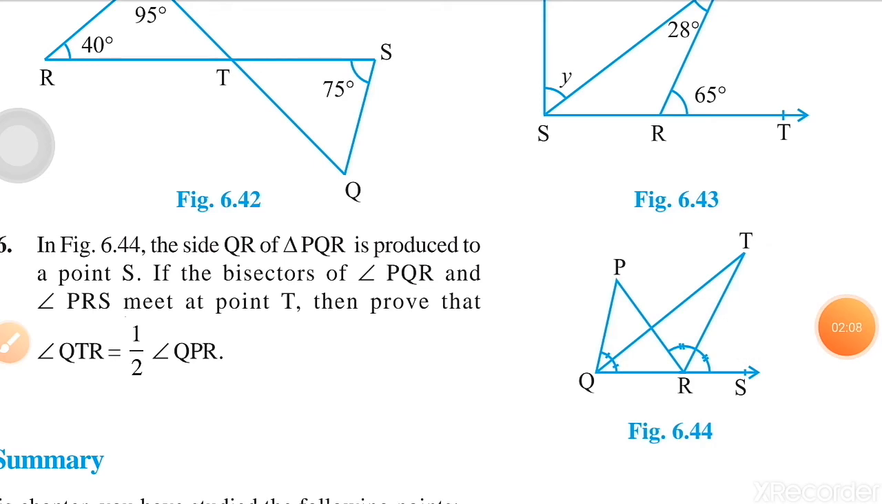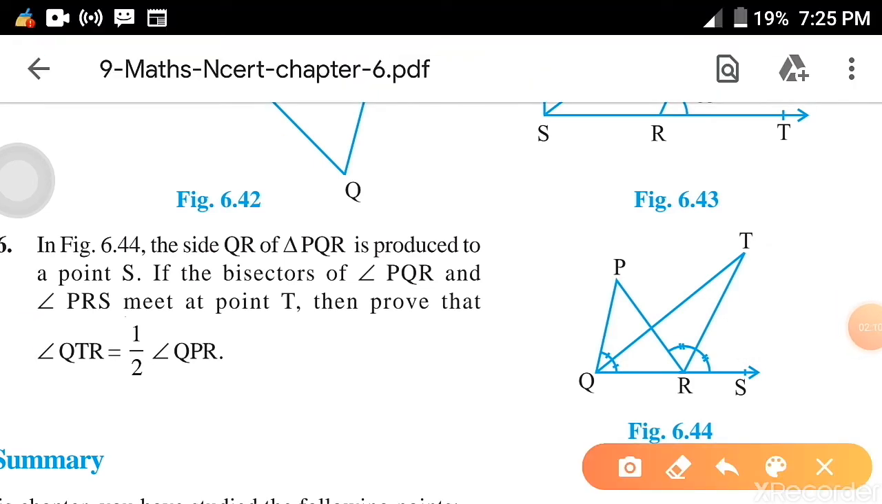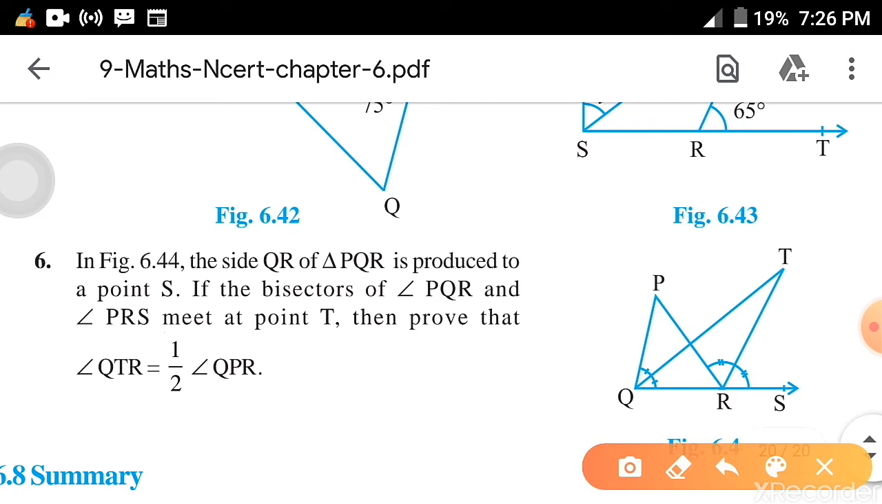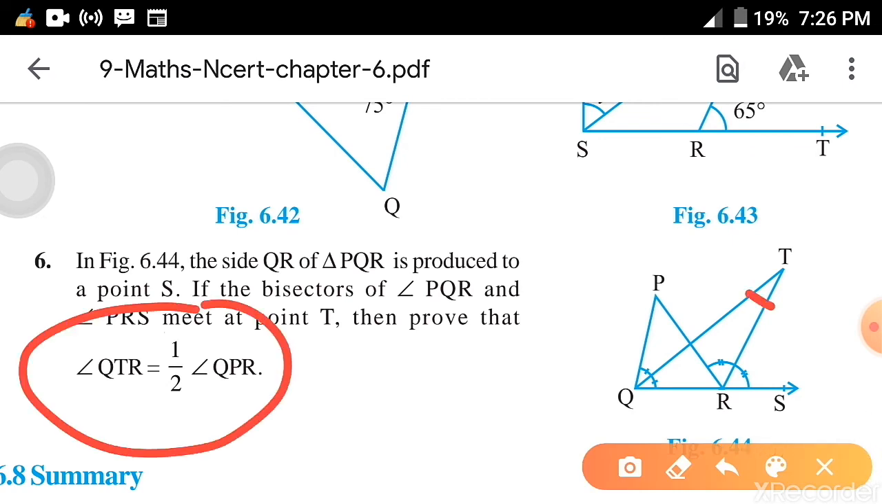Now move to the last and very important question of this exercise. First you need to understand what is in the question. There is a triangle PQR. This is a triangle and we have extended the QR line, and then we have drawn the bisector of angle Q, this one, and the bisector of exterior angle R, and these two lines meet at the point T, and according to this we have to prove that angle QTR is half of angle QPR. So see how we will solve it.